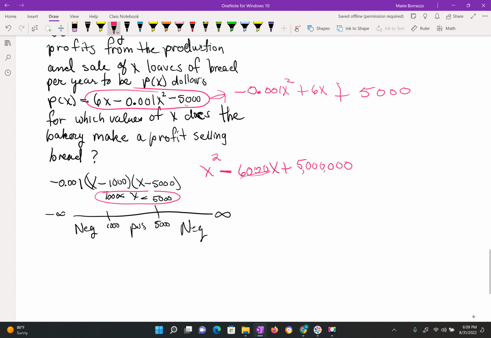Would it be negative 5,000? Yes, it's negative 5,000. So we're multiplying all of this by negative 1,000, so you get a positive x squared here. Negative 1,000 times negative 0.001 x squared is 1x squared. Negative 1,000 times positive 6x leaves you with negative 6,000x. And negative 1,000 times negative 5,000 is positive 5 million. Now you just have to factor it.